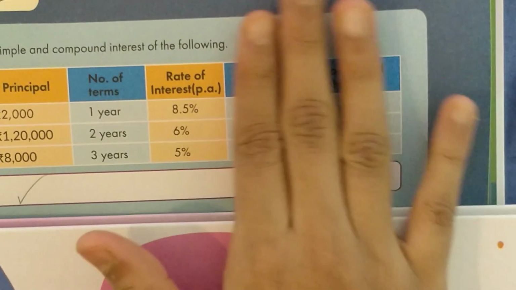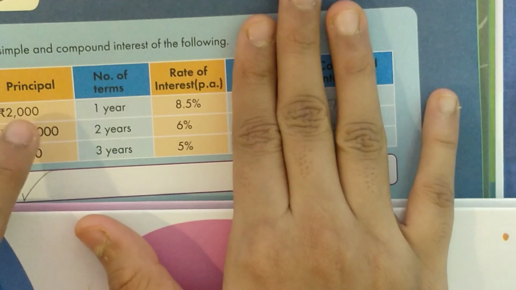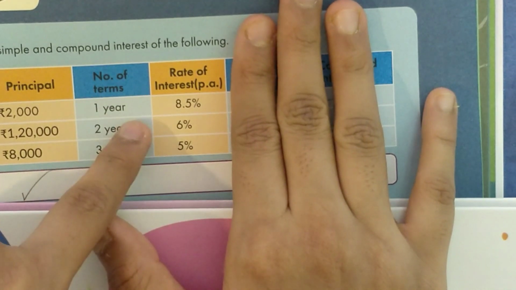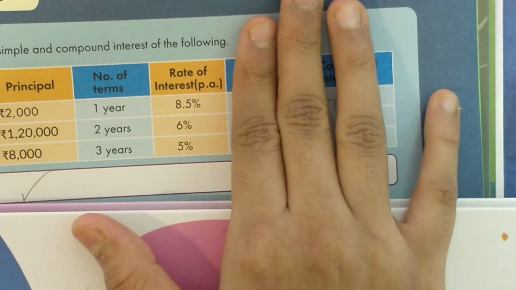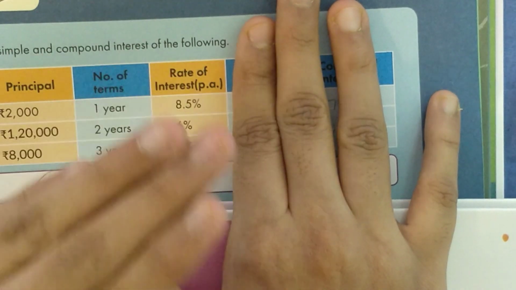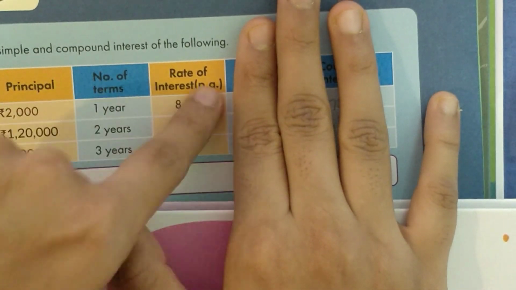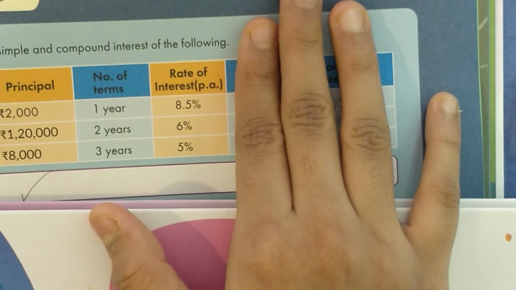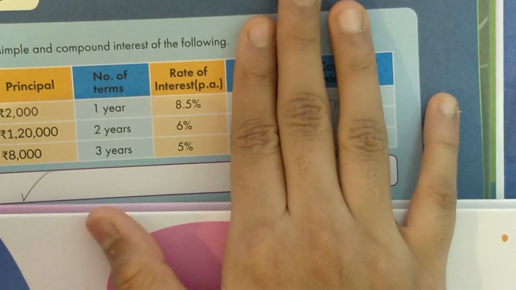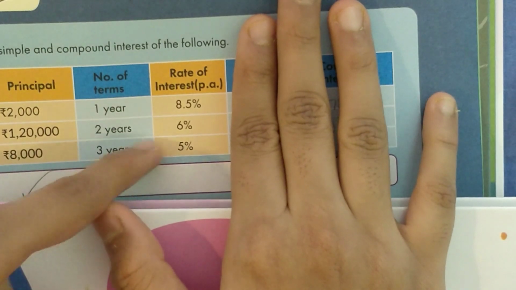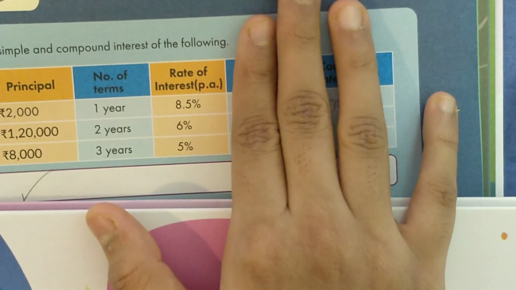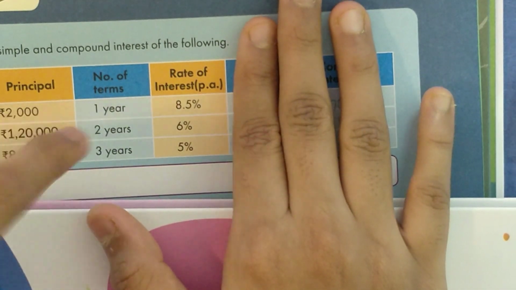As you guys can see here, it's 2000, 1 year, 8.5. Just multiply them and divide them by 100. That's it. Very very easy, right? But there's a twist. It is 2 years and this is 3 years, right?